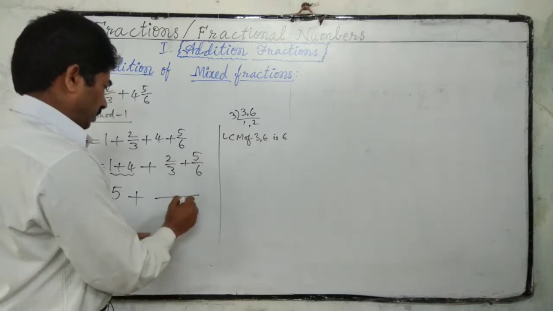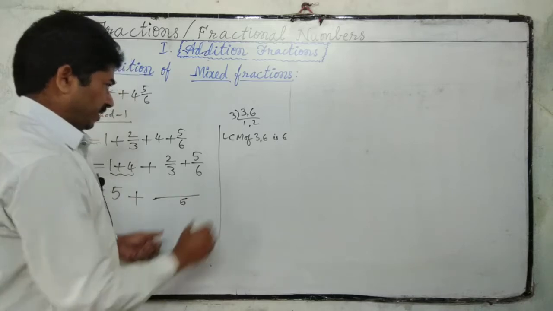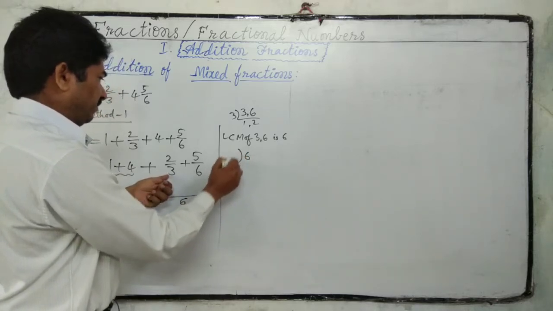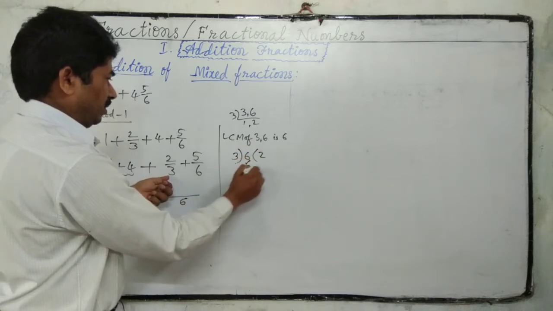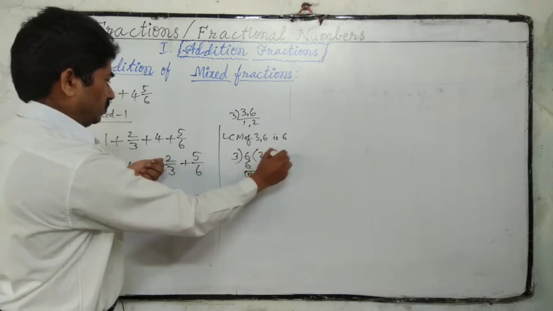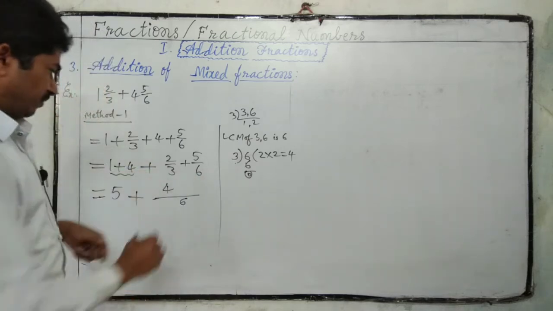Now write this LCM as denominator and divide this denominator with the denominator of the first fraction. 3 2s are 6, 0. Multiply this quotient with the numerator of the first fraction. 2 2s are 4. Write down of the first fraction.